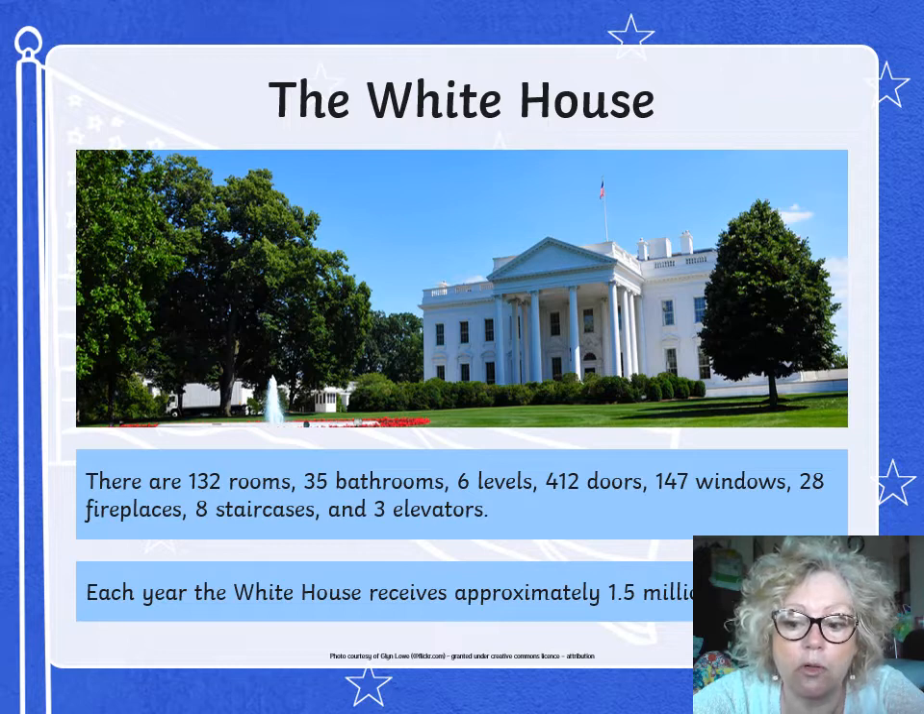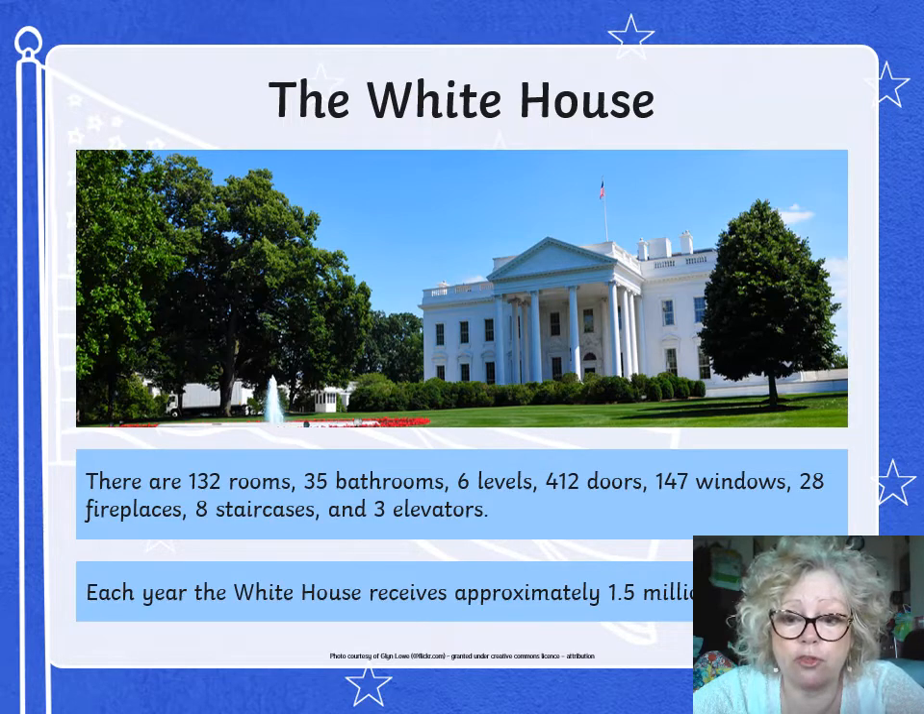Let's have a look at what is inside the White House. So there are 132 rooms. Can you imagine that? 132 rooms. 35 bathrooms. I wonder who cleans all of those. 6 levels. That means there's 6 floors in the White House. 412 doors. 147 windows. 28 fireplaces. 8 staircases. And 3 elevators, which we call lifts. I should imagine they need the elevators to get around.